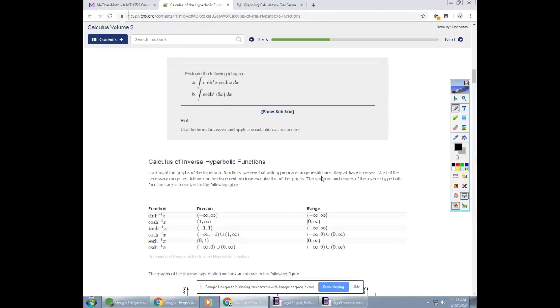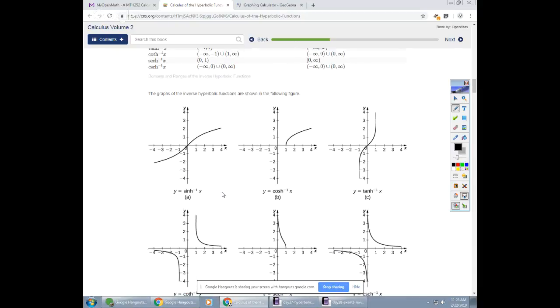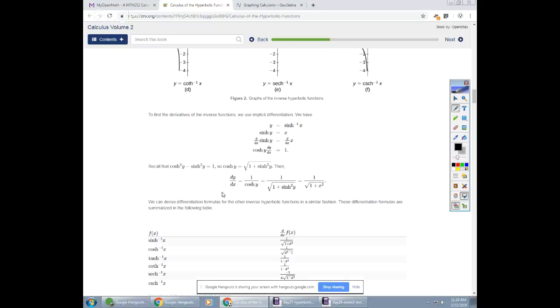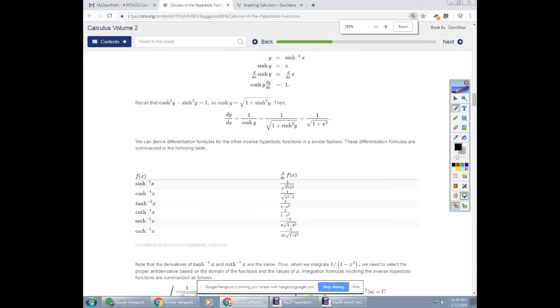Is hyperbolic secant just sech? Sech, yes. And maybe this one's csch, I can't remember how it's pronounced. And coth. I think it's coth. I think you're right. Yeah, and so here are those derivatives right here. We found this one. Blow that up a touch.